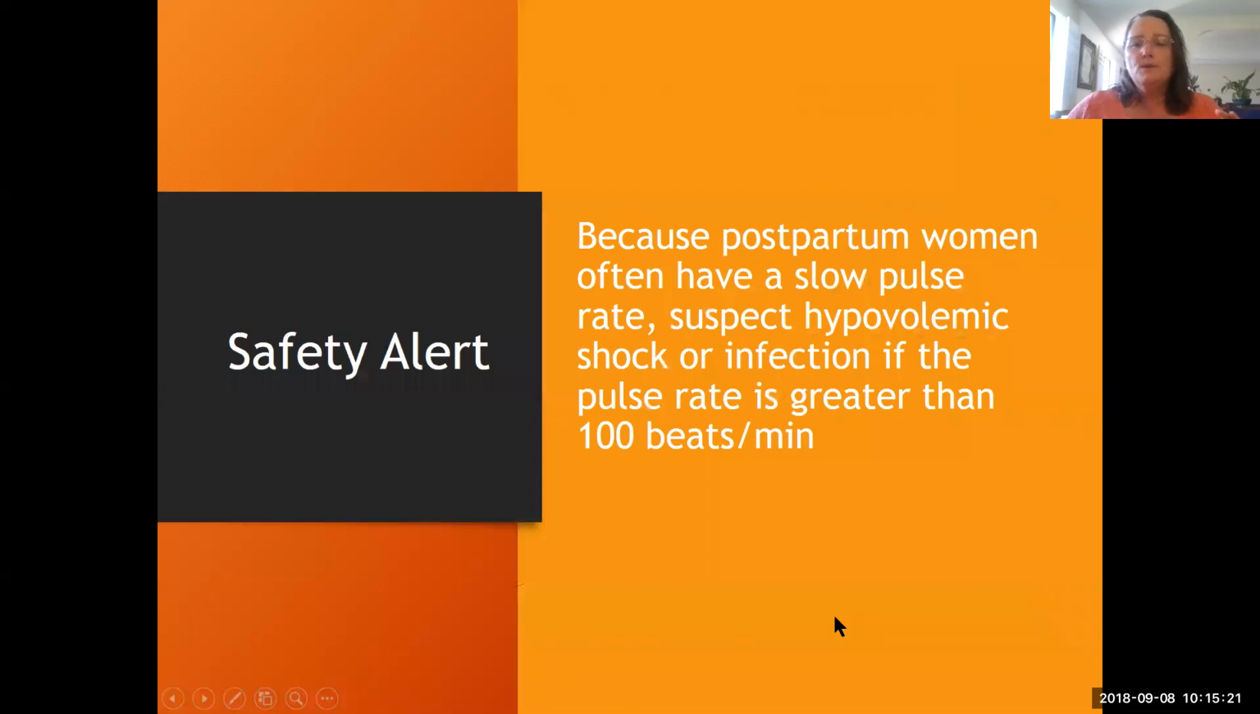Because a postpartum woman has a slow pulse after delivery, if it's over 100, you're going to suspect that she has had excessive bleeding or infection. So this is why we're watching those signs so closely.